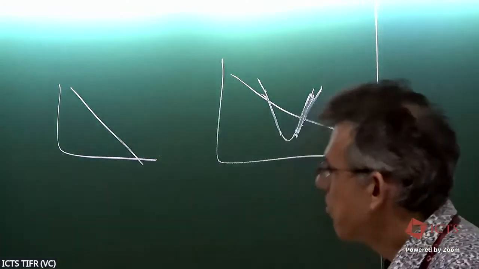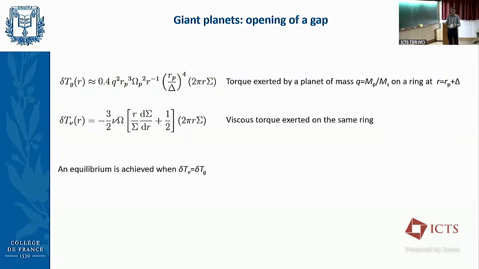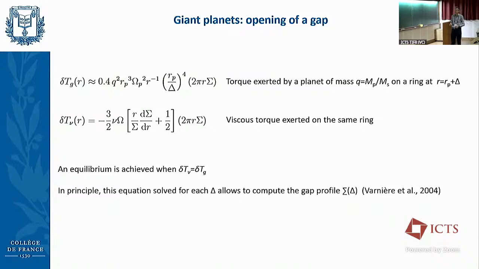Okay. So at some point, you may hope to reach an equilibrium, when the viscous torque and the gravitational torque are equal to each other. While you do some math, which I will not do here because it would take too long, you can solve this equation, so this equal to this, for each value of delta, so for each concentric ring in the disk, to compute an equilibrium gap profile of the density as a function of delta, which is the distance from the planet. And this is what has been done, for instance, in this paper in 2004.